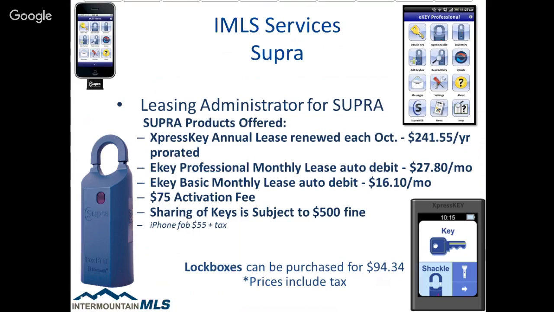We have key fobs that you can purchase for $55. Those were used in the past before we had the lock boxes we have now that didn't work with iPhones. Now, if you're an agent somewhere else as well and they don't have the same lock boxes we have, you might need that key fob to access those boxes. Just depends on what they're using. And lock boxes can be purchased for $94.34. When you buy a lock box, it's yours.